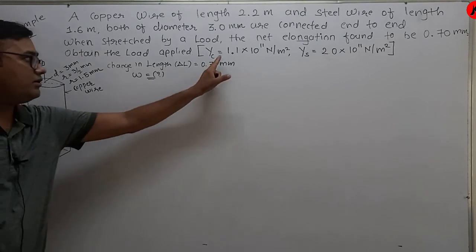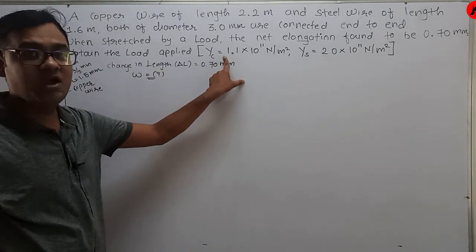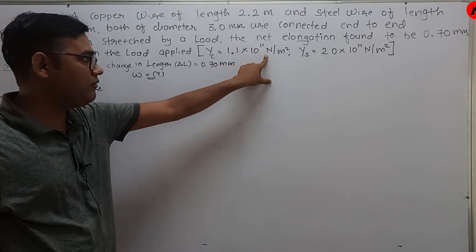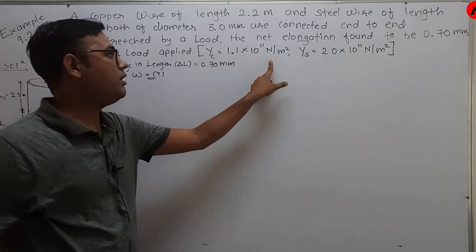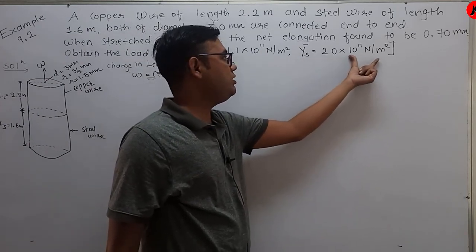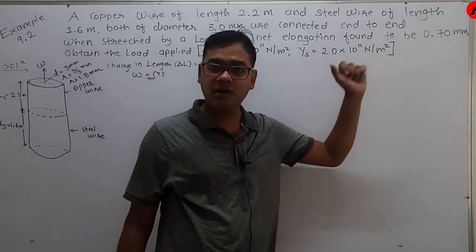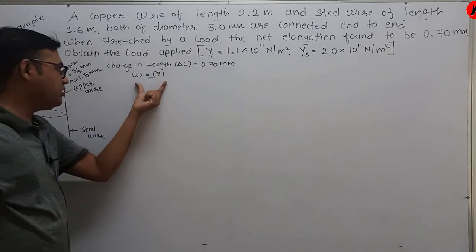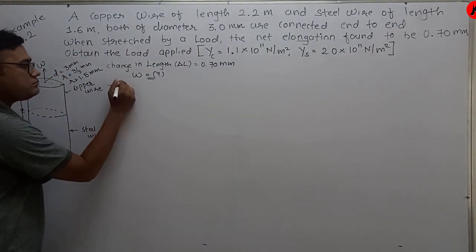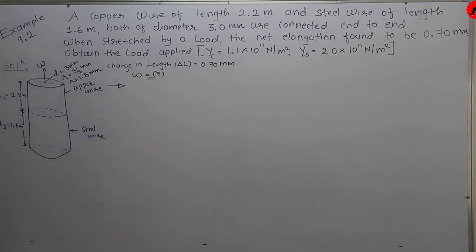And we have been given the value of YC, Young modulus of copper wire, which is 1.1 into 10 raised to 11 Newton per meter square, and Young modulus of steel wire, which is 2.0 into 10 raised to 11 Newton per meter square. So here we need to calculate the value of W. So first of all, let us write some statements based on this figure.